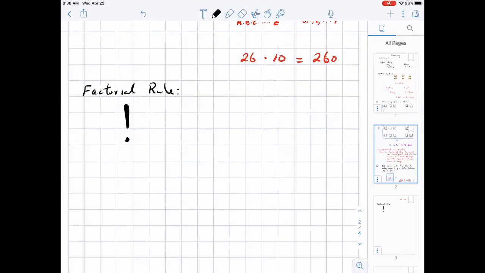So what does it really tell us? It's really a multiplication, but it decreases. So for example, 3 factorial implies 3 times decrease 2 times decrease 1. And you don't go lower than 1, you stop at 1. So 3 factorial is equal to 6.